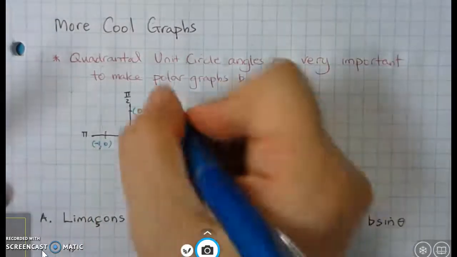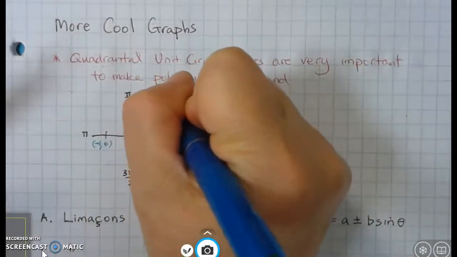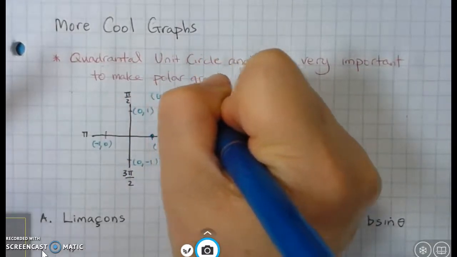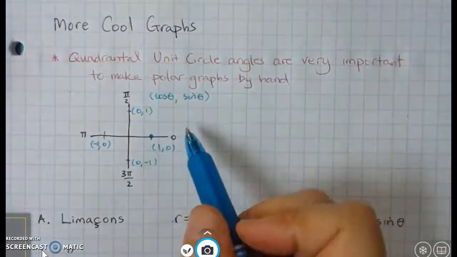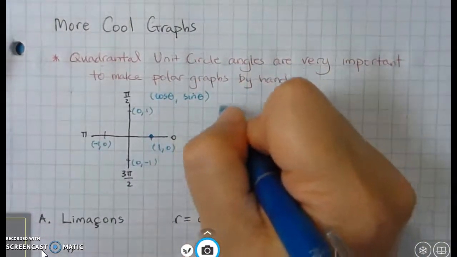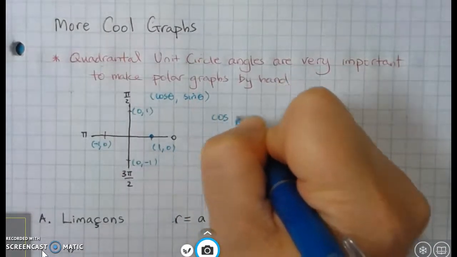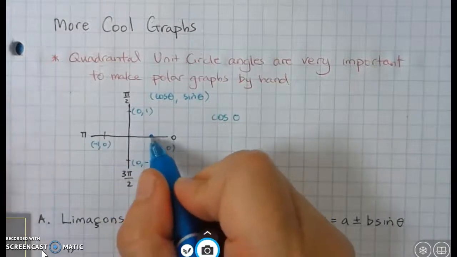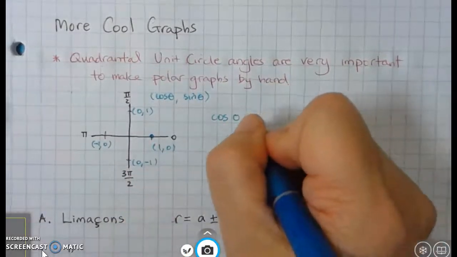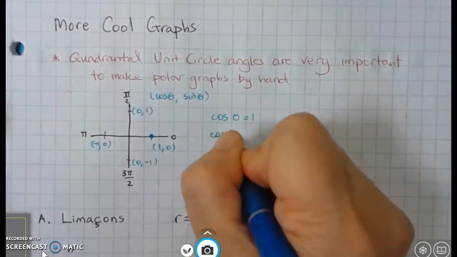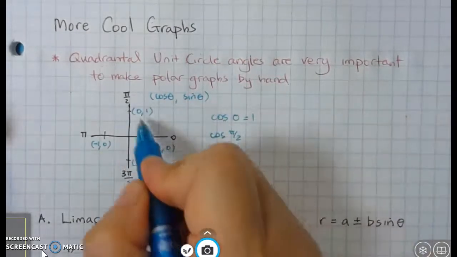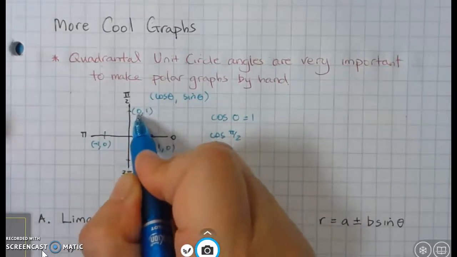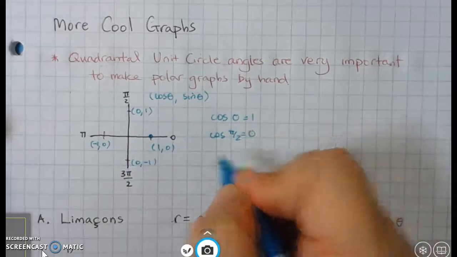I know that the x-coordinate is always the cosine of the angle, and the y-coordinate is the sine of the angle. So this tells me that cosine of 0 radians is right here. Cosine is my x-coordinate, in this case 1. What about cosine of pi over 2? The angle measure is right here. The x-coordinate is 0.